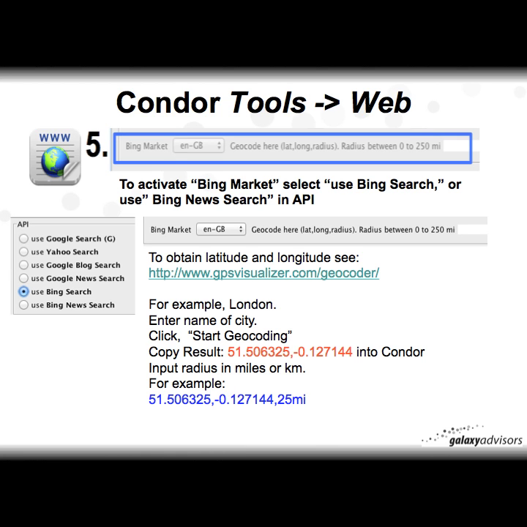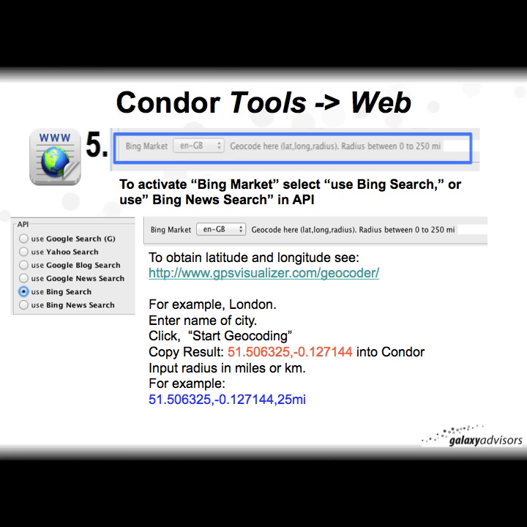Number 5, you'll see it says Bing Market in the English GB, which gives you an idea that you can actually use a geocode and say, I only want to look for results that are in a particular area or a radius around a particular city or location. So to activate the Bing Market, you have to select Bing Search or Bing News Search in the API, and then you'll see that it's bolded, it's not grayed out as the current example. You enter the latitude and longitude, and then a comma and a number representing up to 250 miles or kilometers. How far away do you want the search results to be retrieved?